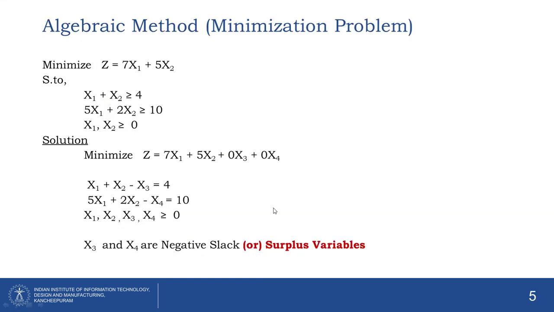The same thing can be solved for a minimization problem. Here we see: minimize z = 7x1 + 5x2, subject to the constraints x1 + x2 ≥ 4, 5x1 + 2x2 ≥ 10. As usual, x1 and x2 ≥ 0. So it can be written like this.